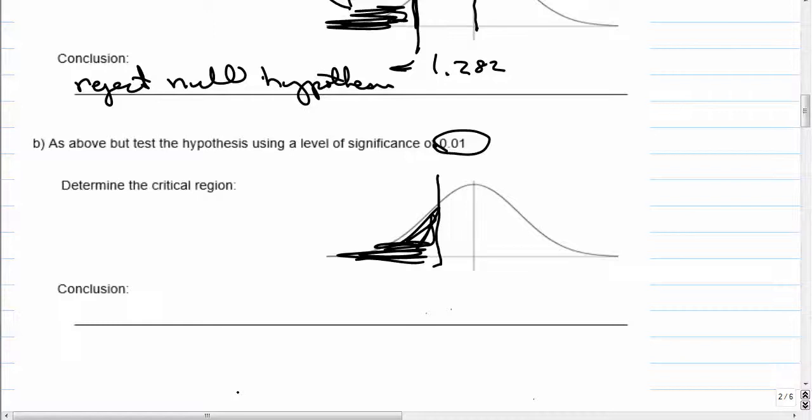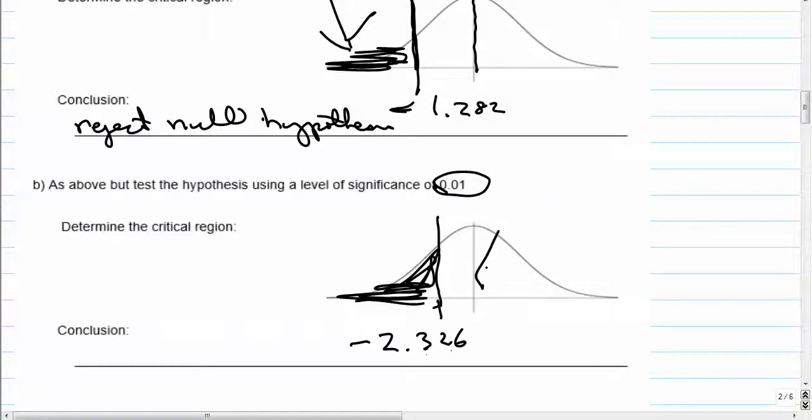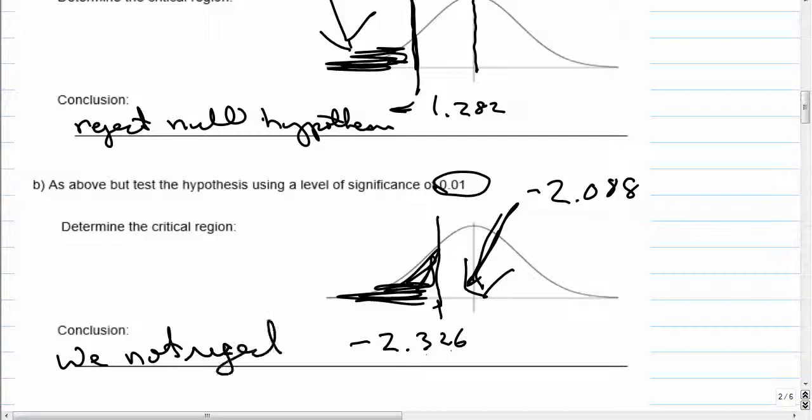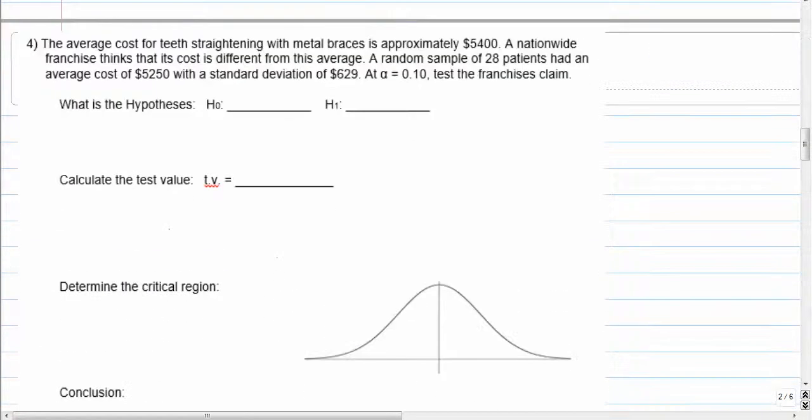So moving down here, we know this point here is negative 2.326. That test value no longer falls in the rejection region, meaning the test value is over here. And since it's in the region of non-rejection, we do not reject, okay? All right, let's move on.